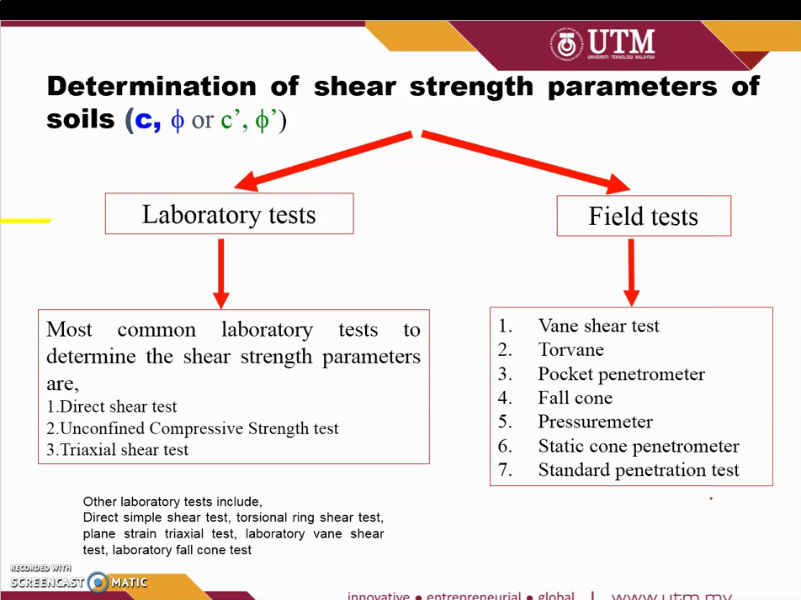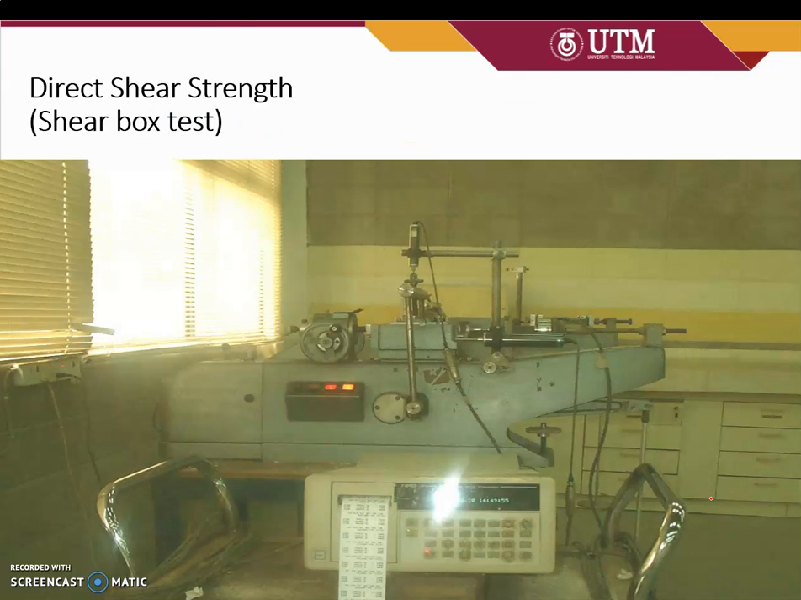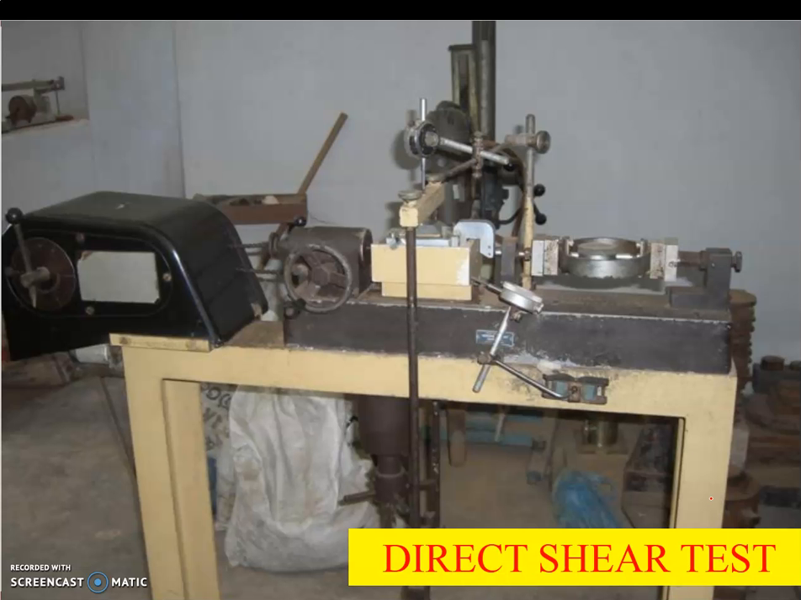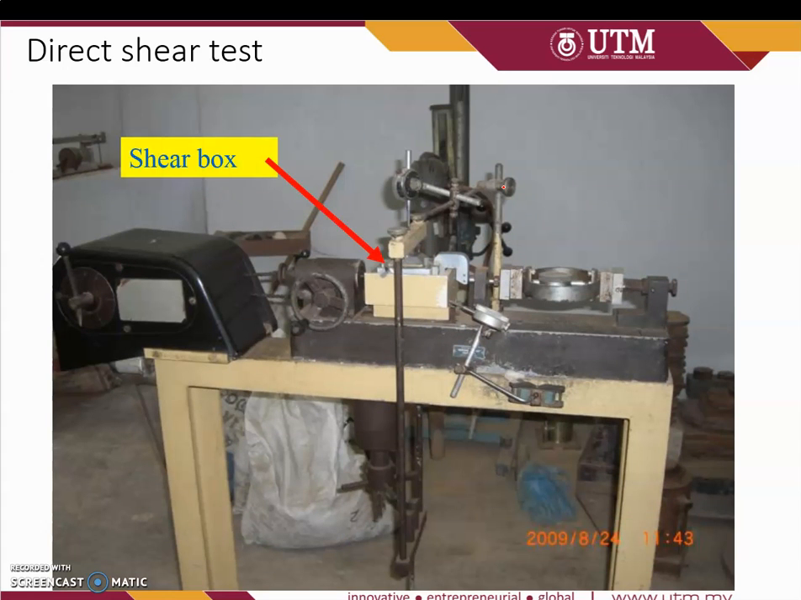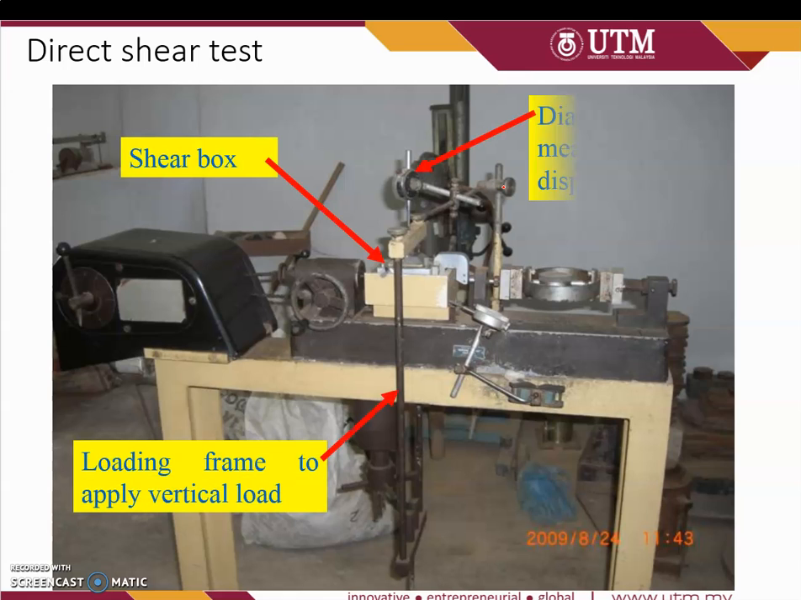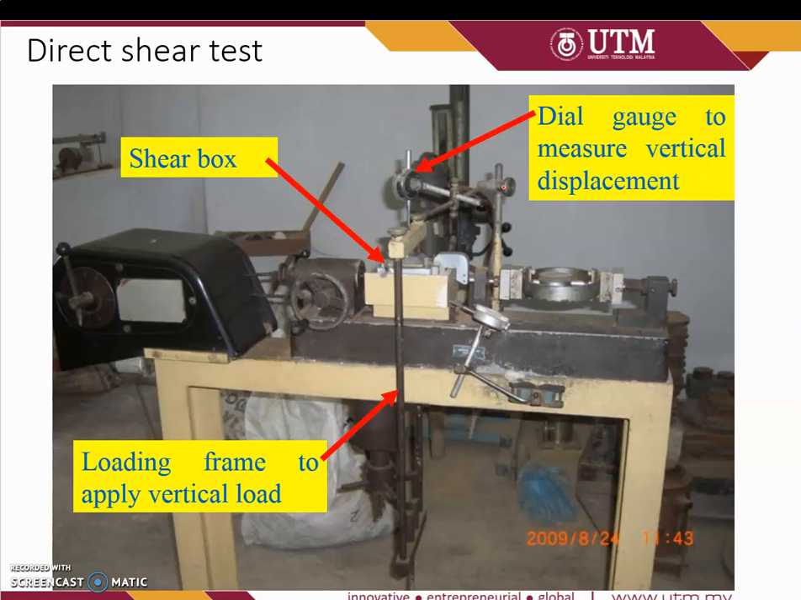The laboratory test is used to define the parameters. So let's see the direct shear test first. This is one of the direct shear machines we have in the laboratory, quite old. If we look further at the machine, here is the shear box, a proving ring to apply the shear loading, the loading frame, and dial gauges to read the vertical displacement and horizontal displacement.